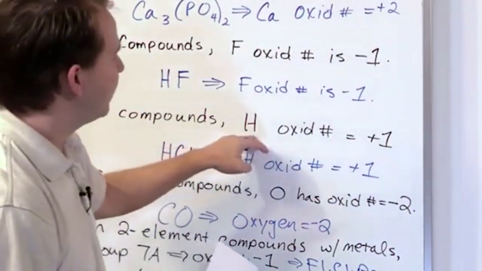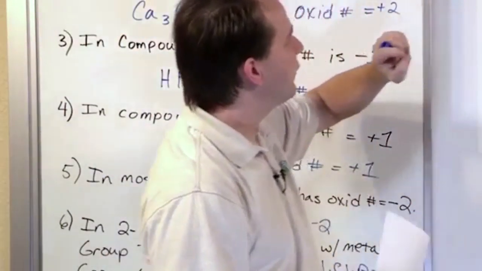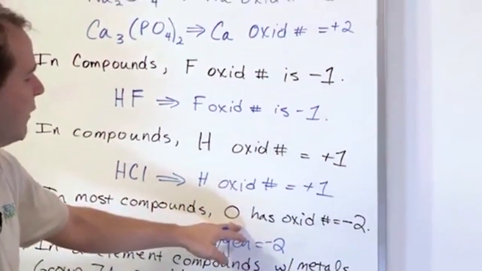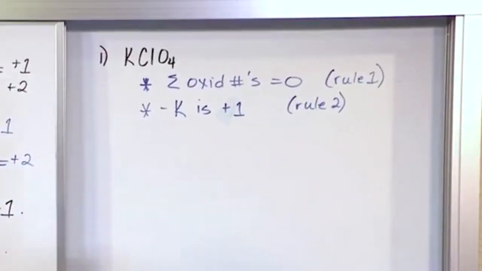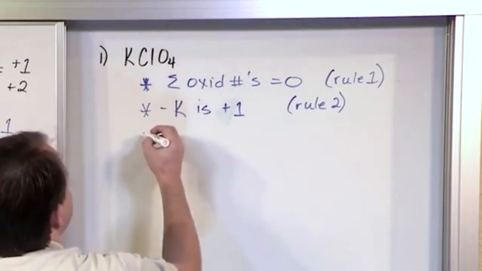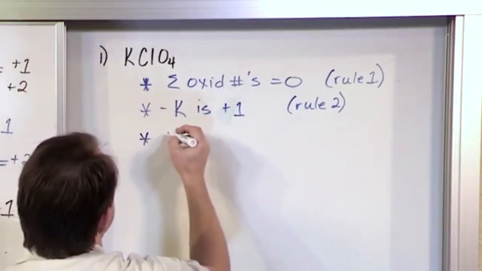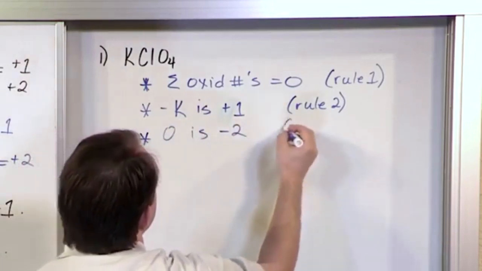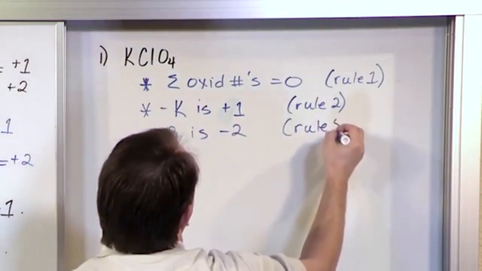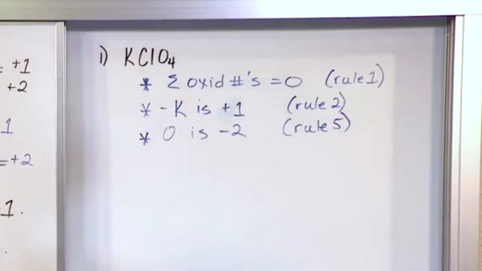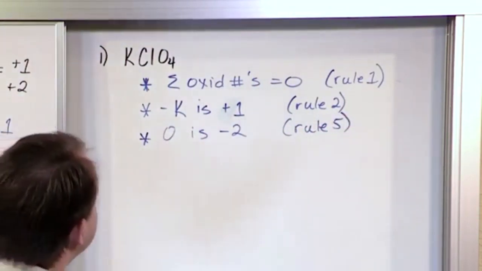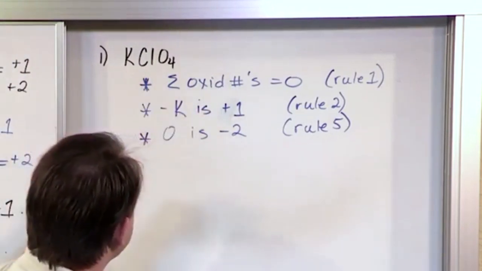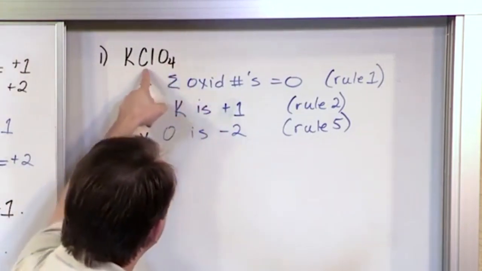Do I have any hydrogen in here? I don't see any hydrogen, so that doesn't apply. I go down to number 5. Do I have any oxygen in here? And oxygen would be a -2. I do have oxygen in here, so I put a little asterisk and say the oxygen is -2, and that's rule 5. Then I go back and see, do I have everything needed to find everything here? I know what potassium is because that was given in the rules. I know what oxygen is. I don't know what chlorine is.